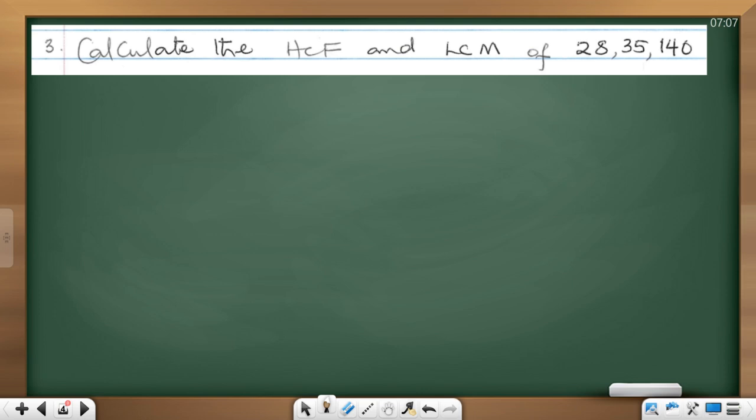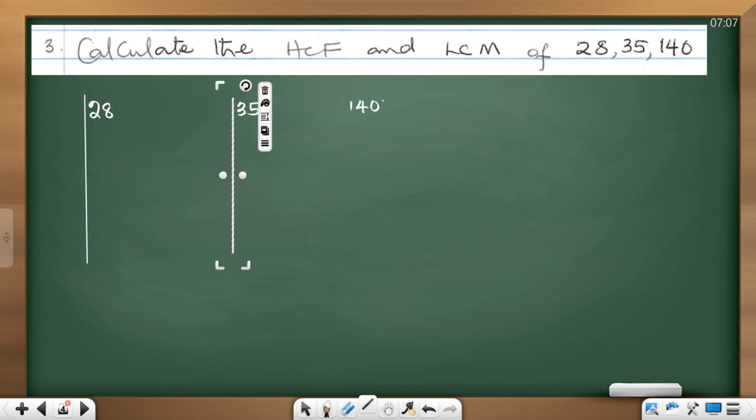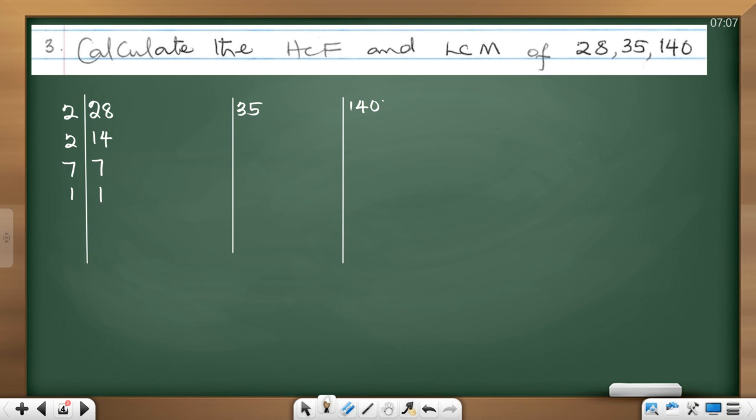Calculate the HCF and the LCM of 28, 35, and 140. The first thing is to use our ladder method. 28, 35, and 140. You are going to use prime numbers to do all of this. 2 can go into 28, 14, 2 into 14, 7. Now 7, there's no number that can go into 7. For 35, we have a 5, 7, 7, 1. Okay, we're done. For 140, we have a 2, 70, a 2, 35, a 5, that's a 7.